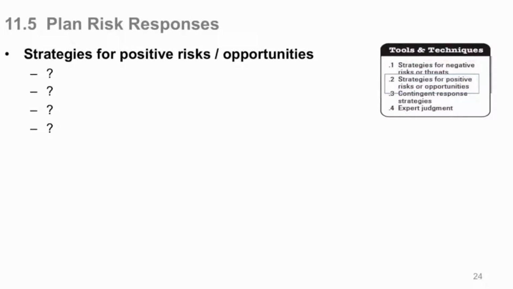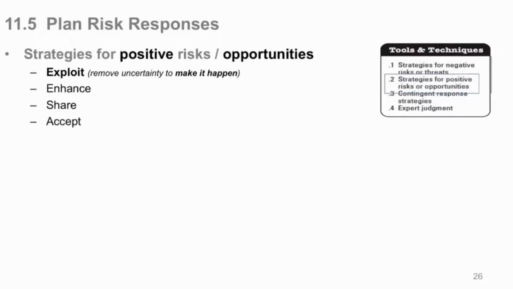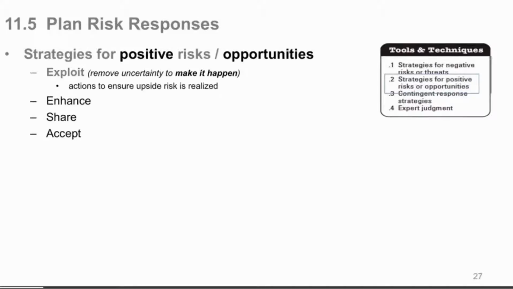Positive risk strategies, or opportunities, have very similar but not the same kind of things. You can exploit, because you want a positive risk, you want these opportunities actually to occur because they have benefit to you. And kind of the risk is that they won't occur because you'd like them to occur. So you can exploit them, which means remove all the uncertainty in them so that they will happen. Okay, actions to ensure upside risk is realized. You can do those kind of things.